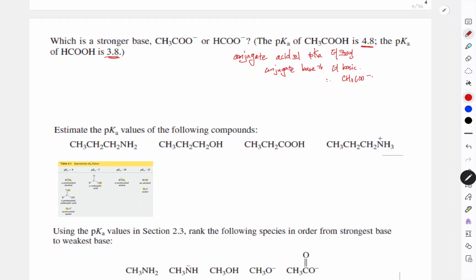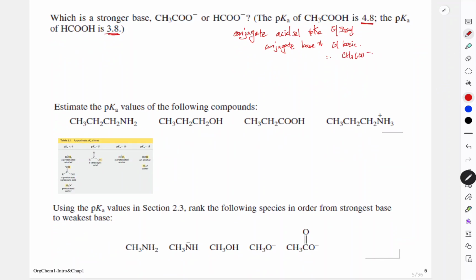Right, which is stronger base, right? Acetate versus formate, right? And pKa is given, so we can answer the questions as well. 좀 같은 문제죠. 베이스에 지금 베이시티를 비교하라고 했으니 conjugate acid의 acidity를 비교하면 되겠죠. conjugate acid의 acidity가 낮을수록 반대 짝염기는 더 강한 염기겠죠.